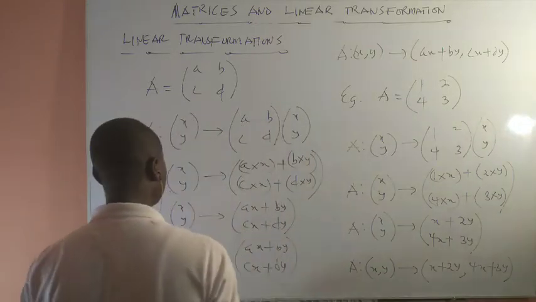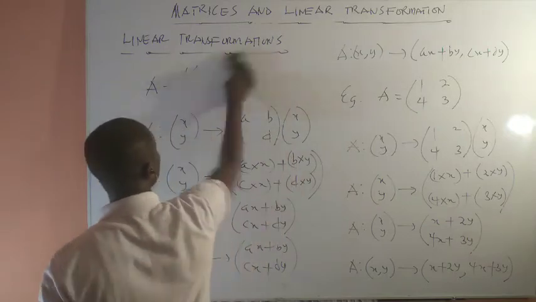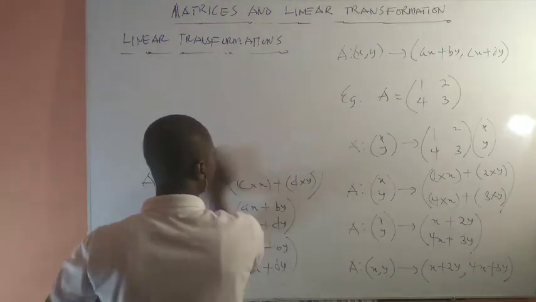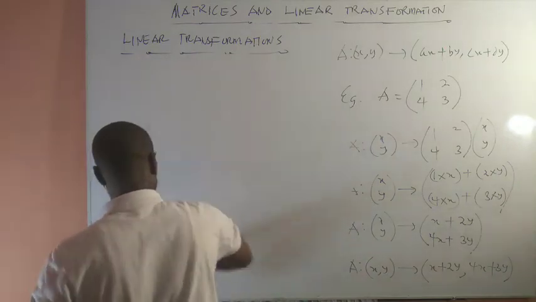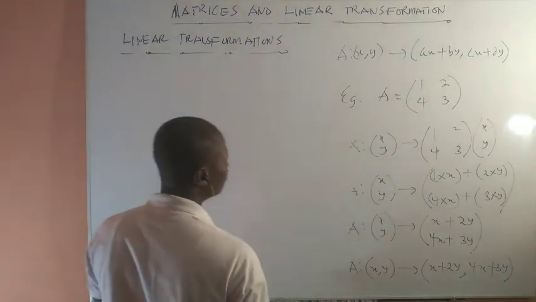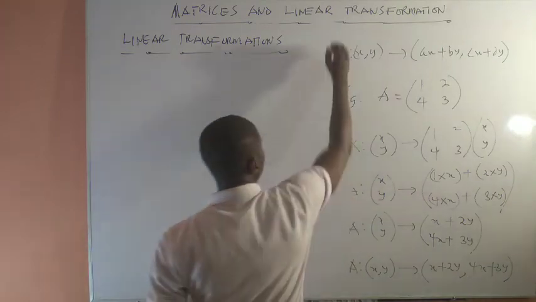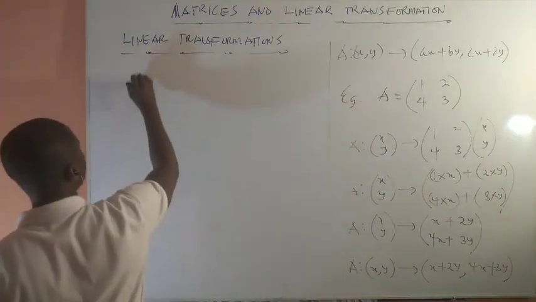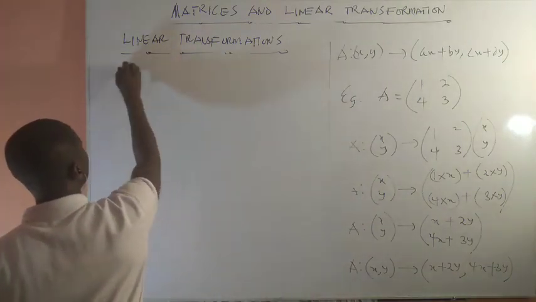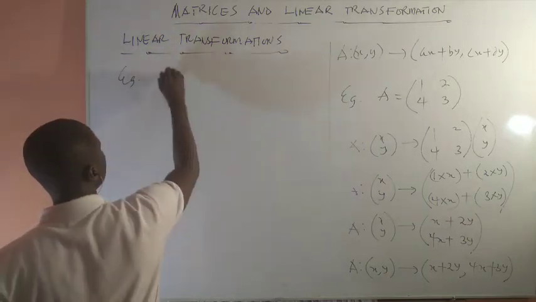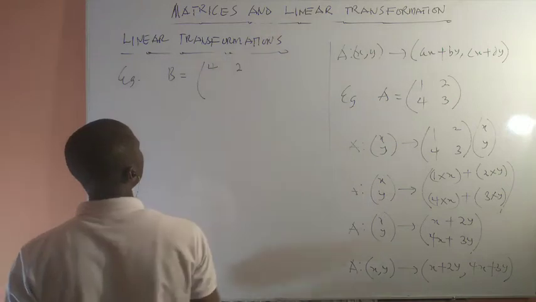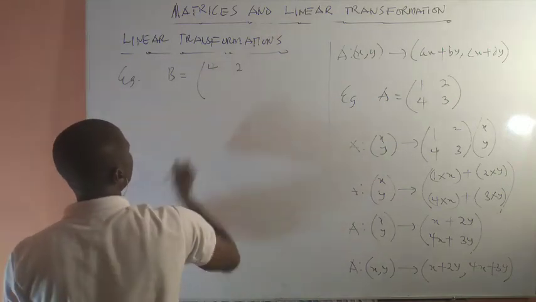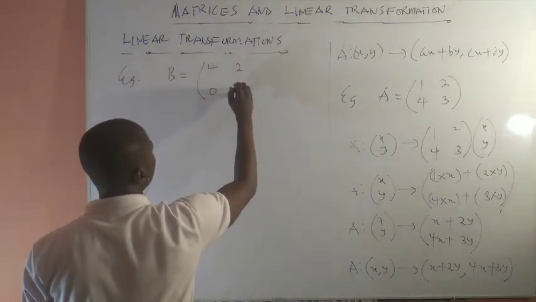Now we continue. We are going to take a look at an example. Let's assume we are also given the matrix. We are given matrix B to be equal to, let's say, we have 4, 2, then we have 0, 3.